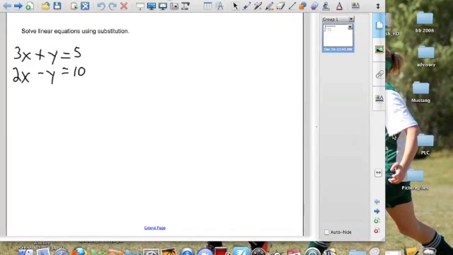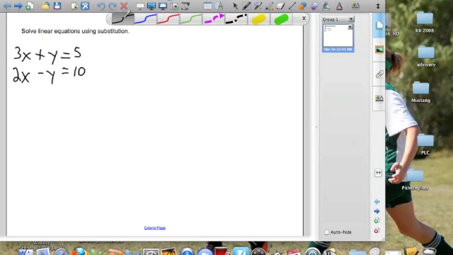A technique in solving linear systems is substitution. And just as the word substitution means, you're going to substitute one of the equations into the other one. To do that, you either need to solve for x or you need to solve for y. In this case, we can pick either one of the equations and solve for y, and then substitute it into the other equation.